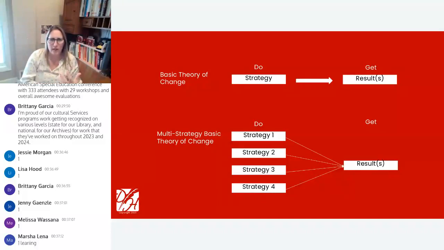Multi-strategy is our second image on the bottom half. What a theory of change shows for an organization is that if we do this thing, or if we do these things, in our community that we're serving, we will get these results. So in a tribal organization, if you do what?